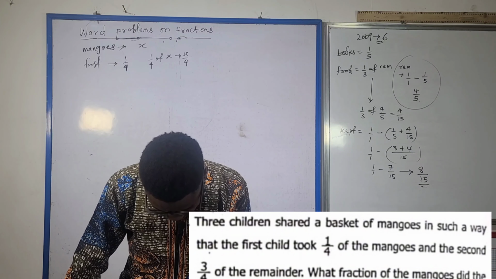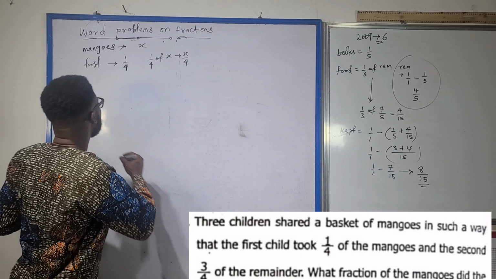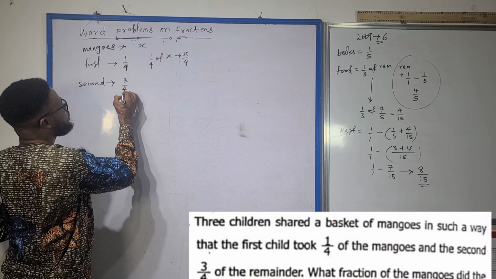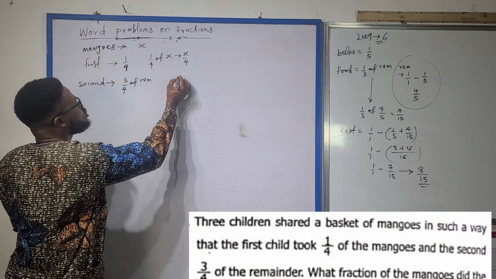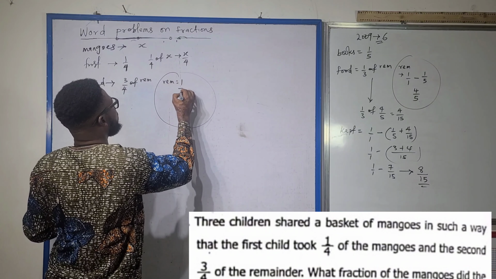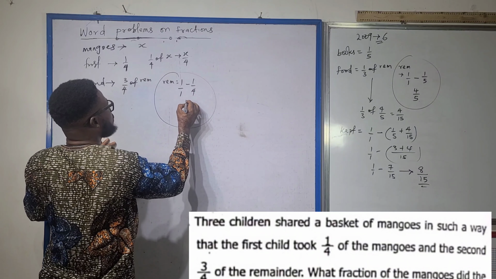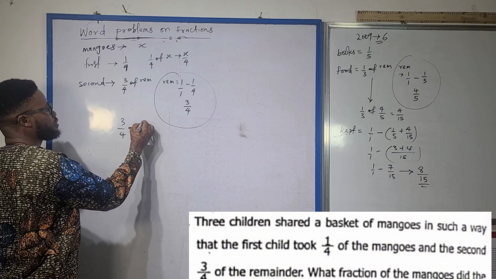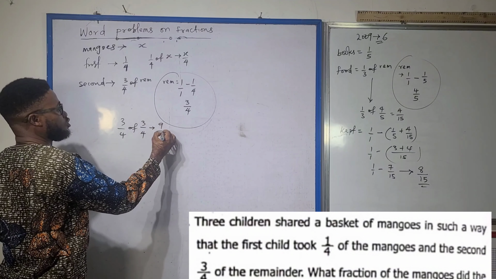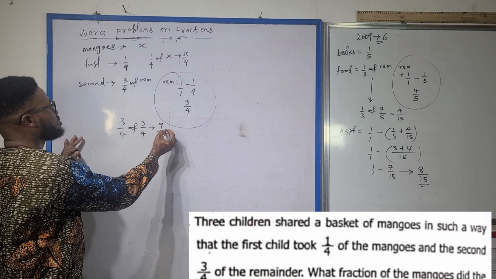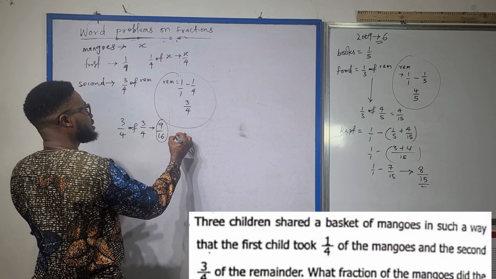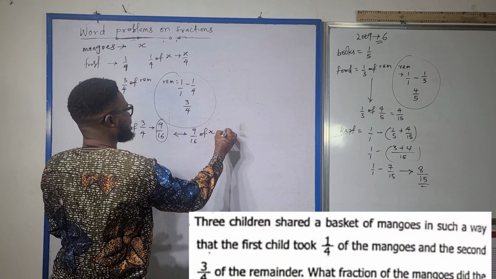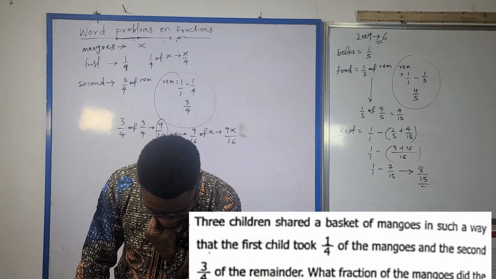Okay, the second took 3/4 of the remainder. As you can see on your screen, the second shared 3/4 of the remainder, not of the mangoes. So we need to quickly look for the remainder. The remainder here is 1/1 minus 1/4, and that's going to give you 3/4. Now 3/4 of 3/4 is going to give you 3 times 3, 9/16. So it actually means that the second person in fraction received 9/16, but in real value, the second person received 9/16 of X, and that is 9x/16. So what do they want in this question? As you can see on your screen, what fraction of the mangoes did the third child take?